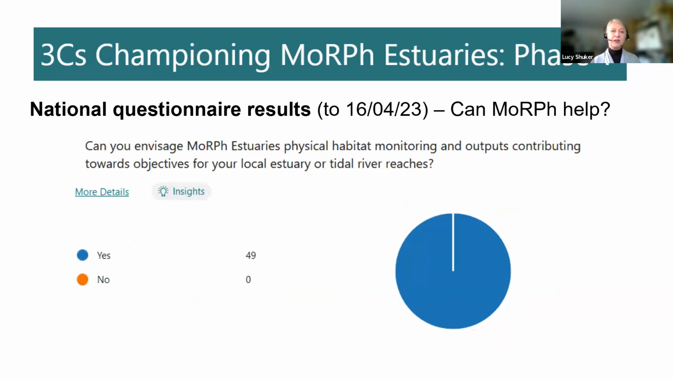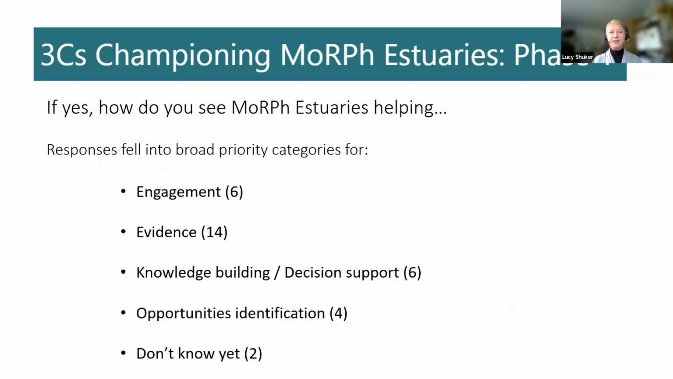Just the last one in terms of what we had from our questionnaire results was to ask whether people thought that MoRPh could be helpful, and we got a really strong signal. This was when we had 60 responses and almost 50 said they thought yes, which is really great. And the reasons why, I just did a very, very quick and dirty broad categorization on the headlines that were coming through on individual responses, and they seemed to break down in a way that pointed to evidence being the biggest driver for wanting to get out with a survey like MoRPh Estuaries.